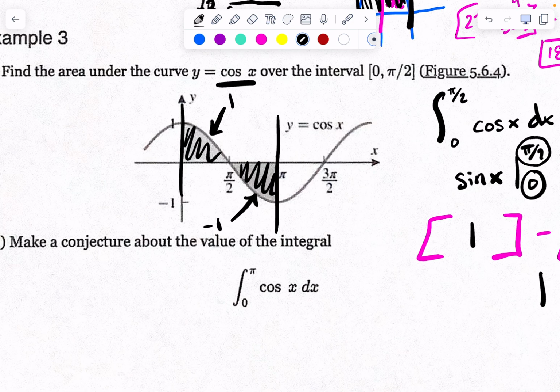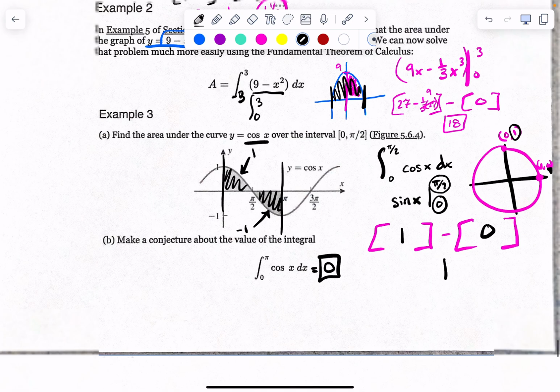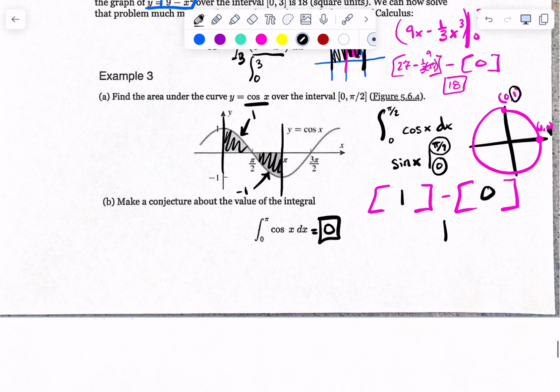So it says make a conjecture about going from 0 to pi, which would be 0, because you said that they were going to cancel out. You did your conjecture way before we even did part 8. Because you can see, because you know, right? We didn't even answer the questions, we just said no.